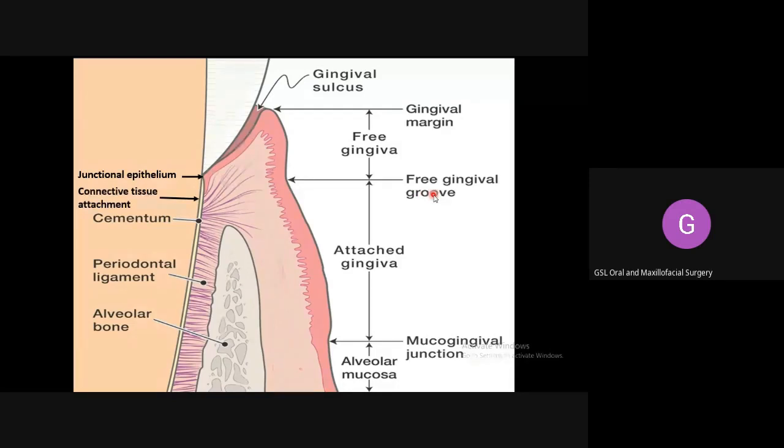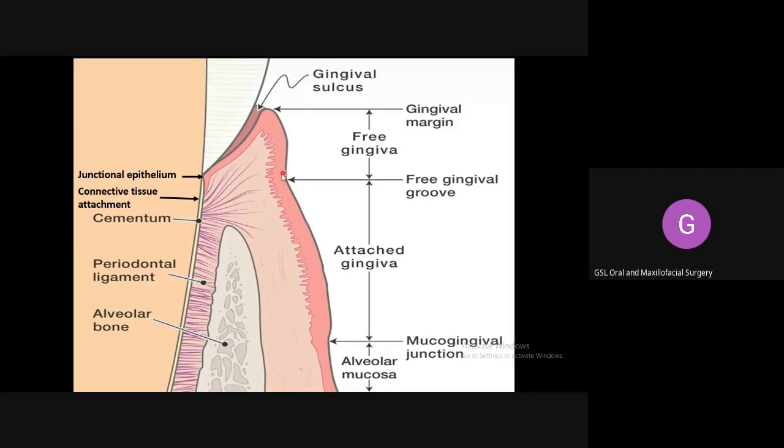How do you measure the base of the sulcus? It is through using a calibrated probe. I will tell you how to do that. And the next part is where your attachment starts. See here, from here the attachment has started. From here to the alveolar mucosa. You can clearly differentiate between the attached gingiva and the alveolar mucosa. The alveolar mucosa is again free; it will be loose. Whereas these are tightly attached to the underlying connective tissue.